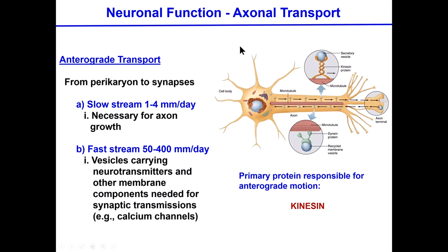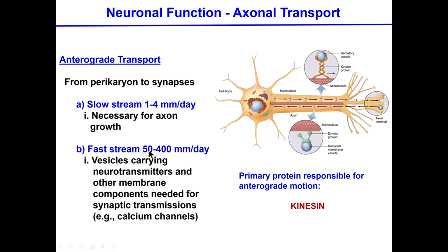But in terms of the anterograde transport, you need to realize that there are different levels of regulation, requiring two different speeds. There is a slow mechanism, which is 1 to 4 millimeters per day, and this happens for the growth of the axon when the axons are in development. And then there is also the fast stream.